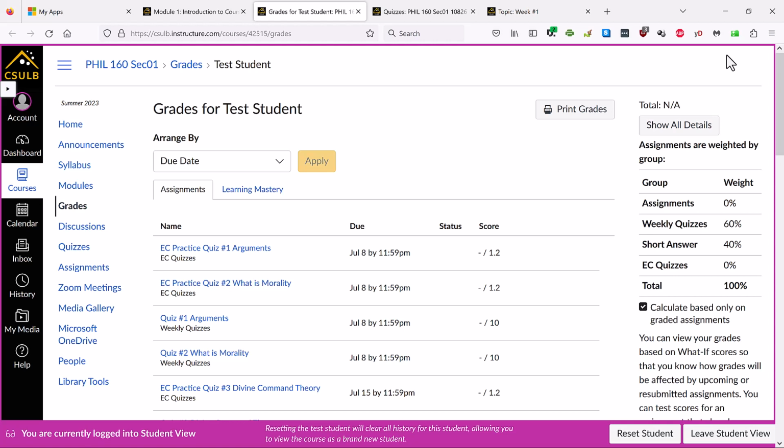I would encourage you to do the extra credit practice quizzes first and then do the required quiz. That way you'll have some feedback on your understanding of the material, and you'll be able to then take that feedback and study or go ahead and continue on to take the required quiz for the week.